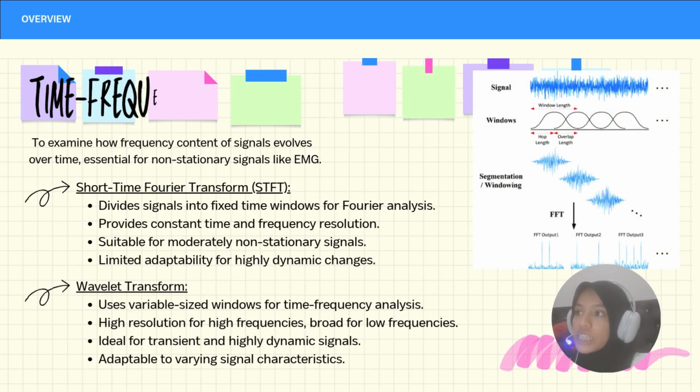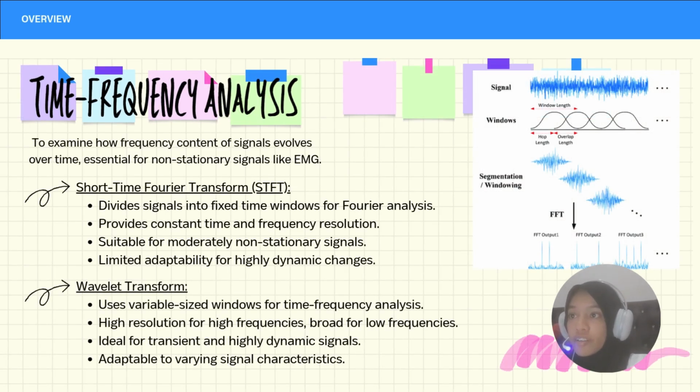For this part, we need to analyze the electromyography signals itself. In order to do that, we need to perform a time frequency analysis. Here we have two ways, which are the short-time Fourier transform as well as the wavelet transform. The definition of time frequency analysis by itself is to understand how a signal's frequency changes over time, which is important for signals like EMG.